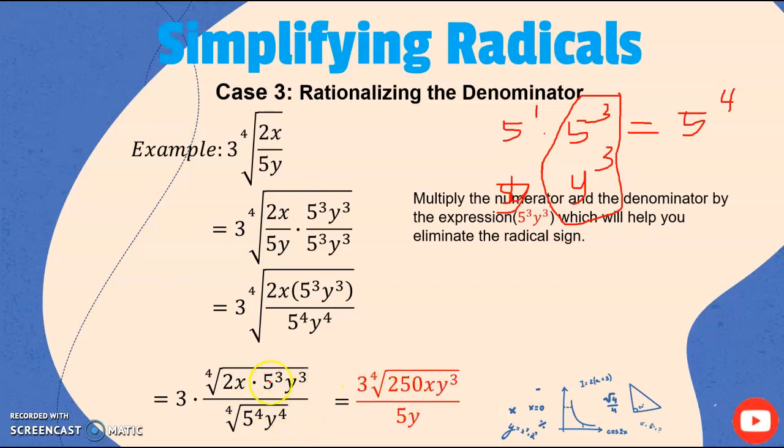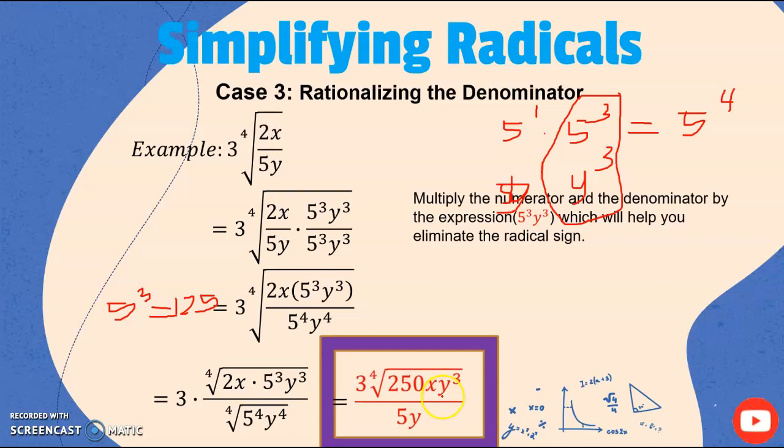Take note, 5 cubed is 125. And then you multiply it with 2 so that it becomes 250. And then just copy x and y cubed. So after canceling this, our answer will be 5y. But our full answer is the 4th root of 250x y cubed all over 5y. Okay?